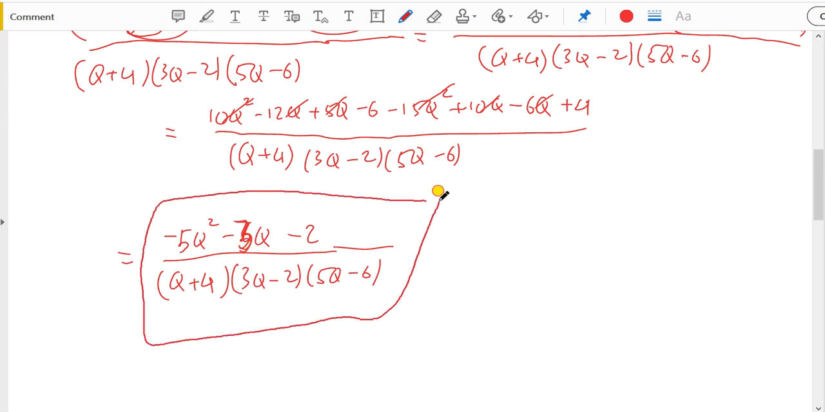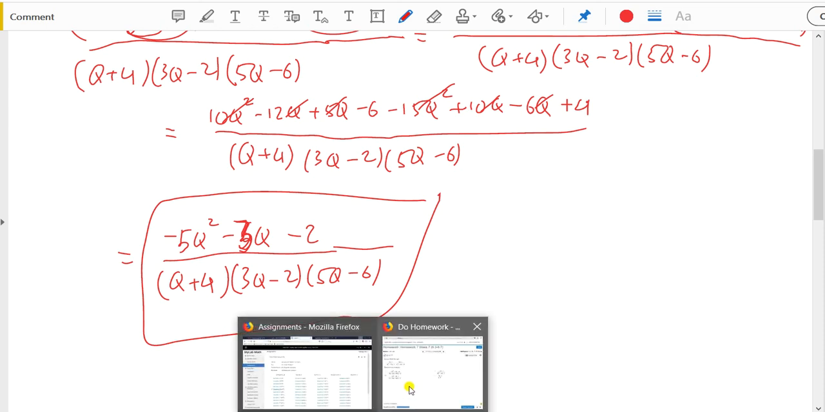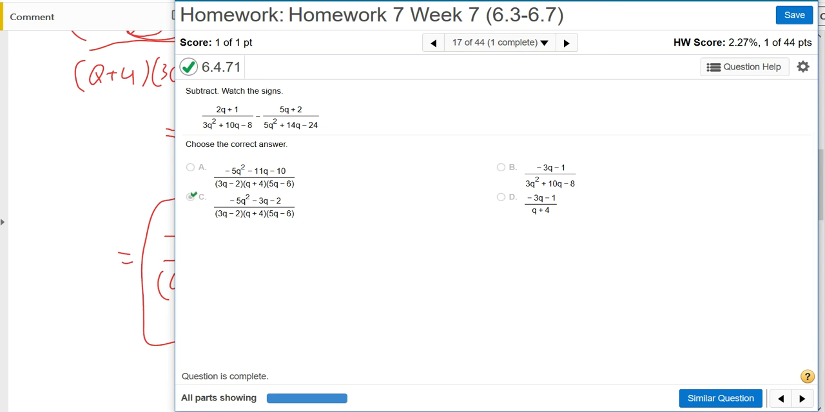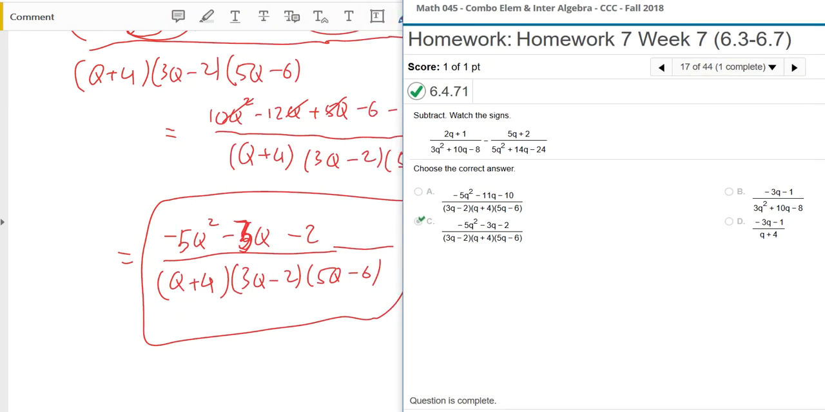And let me go back and check to make sure that we have something correct here. So let me check the answer. Yes, it's minus 5q squared minus 3q minus 2 over 3q minus 2, which is here, times q plus 4, which is here, times 5q minus 6, and this should be the answer for this problem.